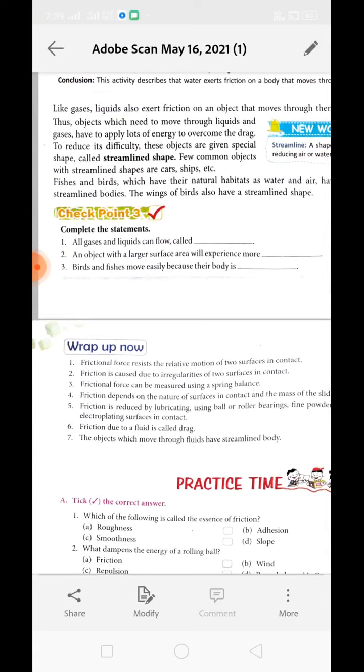First question of this is all gases and liquid can flow, called fluid. Answer is fluid. Second question, an object with large surface area will experience more drag or friction. Okay, third question, bird and fishes move easily because their bodies streamline shape. Okay, the answer is streamline.